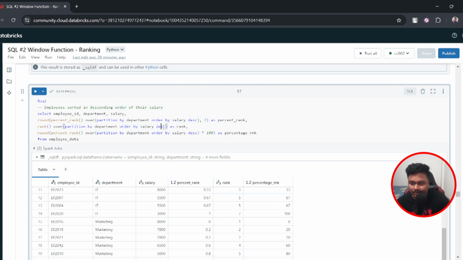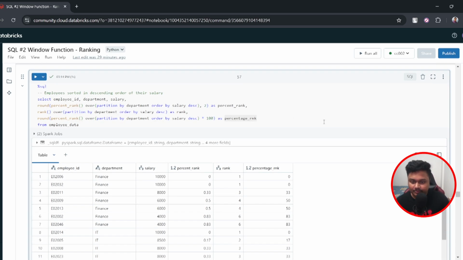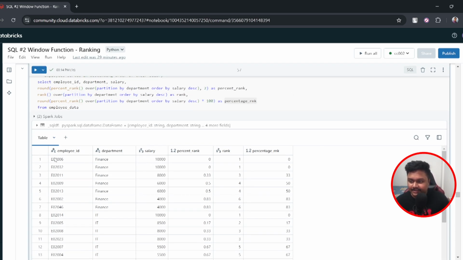As you can see, all the 3 functions have descending order. Now let's see the data. Once I run this, the highest salary in the finance department or finance window is 10,000, right? So 10,000's rank is 1. Now 1 minus 1 divided by, again, 7 minus 1, will give you 0. This time the 0% rank means there are 0% of rows which are higher than 10,000.